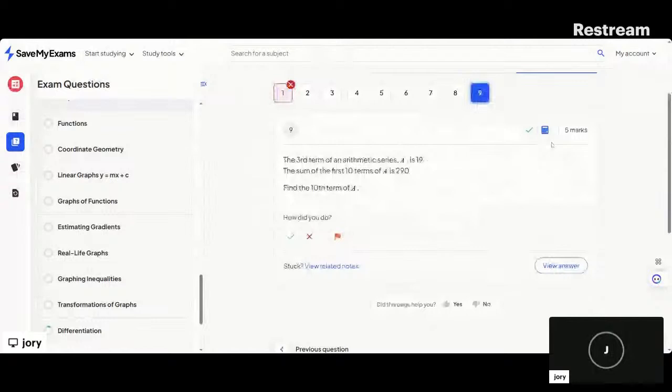The third term of an arithmetic series, a, is 19. The sum of the first 10 terms is this. Find the 10th term. Okay, I can do this. 19 equals A. I need new paper. Oh wait, I'll just start here. 19 equals A plus 3 minus 1 D. So 2D.